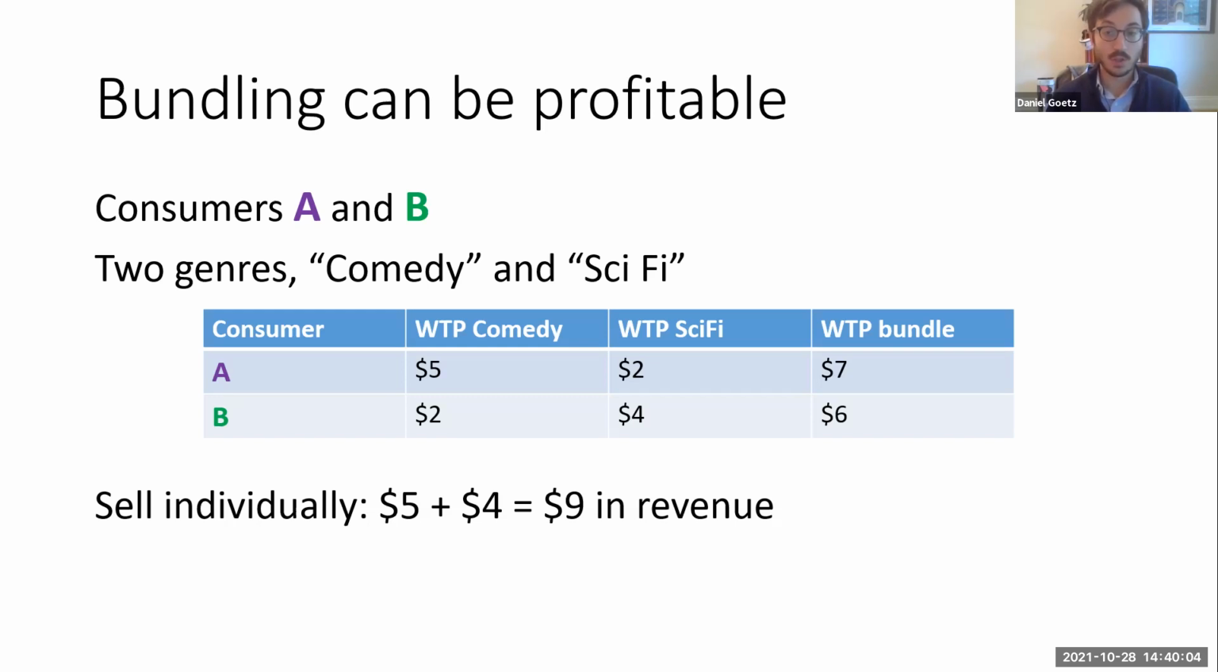That's our profit from the comedy channel because we're selling it at $5. Sci-fi channel: if we sell it at $4, then we'll just sell to consumer B and we'll be making $4. But if we sell it at $2, we'll be selling it to both A and B, and we'll still be making $4. So it doesn't really matter, right? Let's say we're just selling it at a price of $4 to just consumer B. So we have 5 plus 4, that's $9 in revenue. Make sense? We're doing the best we can with the individual channels to each group.